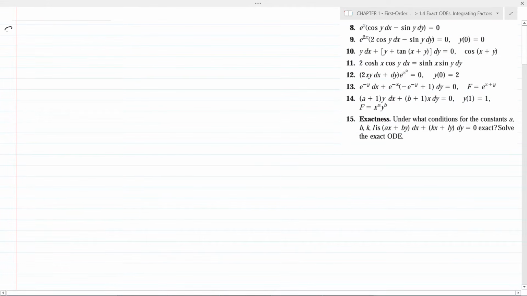Question 9. e to the power 2x whole into 2 cos y dx minus sin y dy equal to 0, and the initial value condition has been given, which is y of 0 equal to 0, that is, at x equal to 0 the value of y equal to 0.